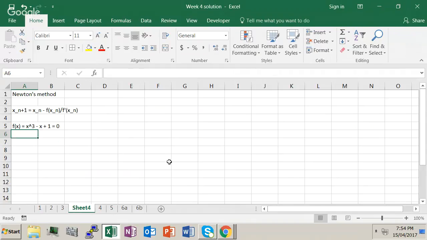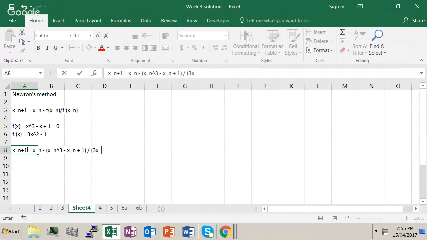Now, to use Newton's method, we will need an expression containing the first derivative of f of x. So this would be f dash x, and using simple differential calculus, this would be 3x to the power of 2 minus 1. We can now plug these two expressions into our Newton's method formula above. And this would be x sub n plus 1 equals x sub n minus x sub n to the power of 3 minus x sub n plus 1, divided by 3x sub n to the power of 2 minus 1. Now, implementing this formula is fairly straightforward.